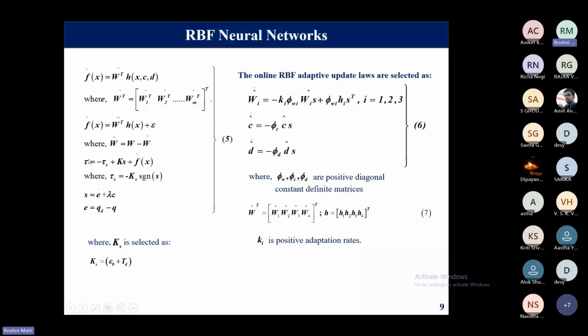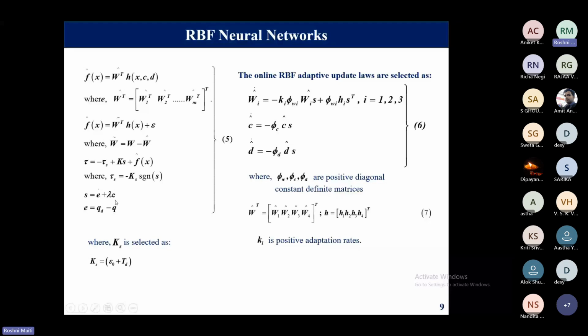We have our control law ultimately using this formula, where tau is the sliding mode controller. Here we have augmented the sliding mode controller with this. So a simple sliding mode controller with this value we have given here. The sliding surface we have chosen as this, and this is the state error vector, where QD is the desired state and Q is our output state, whatever we are getting.